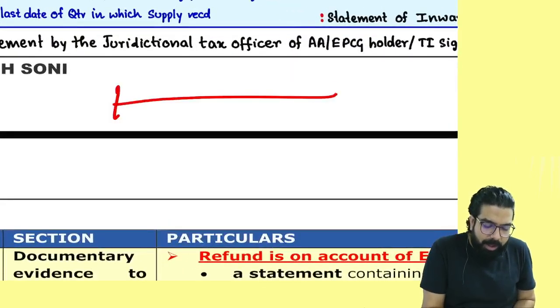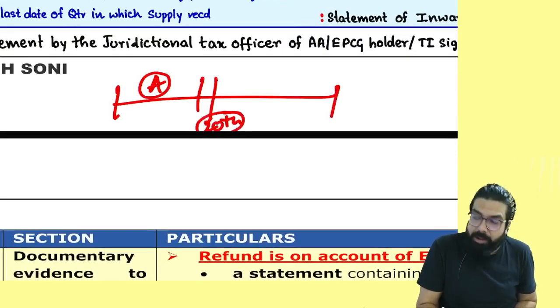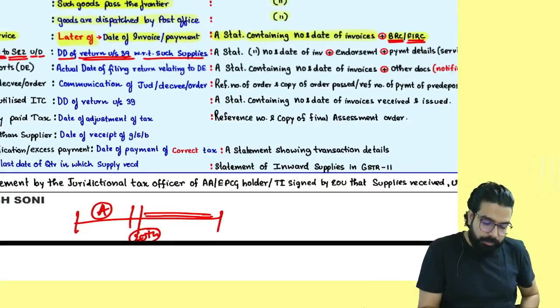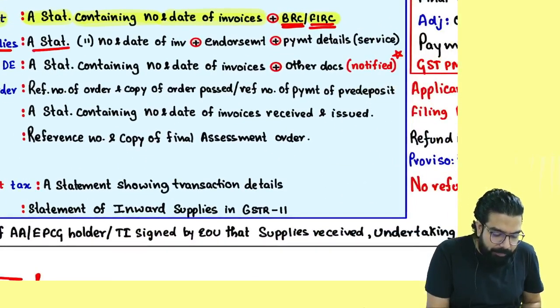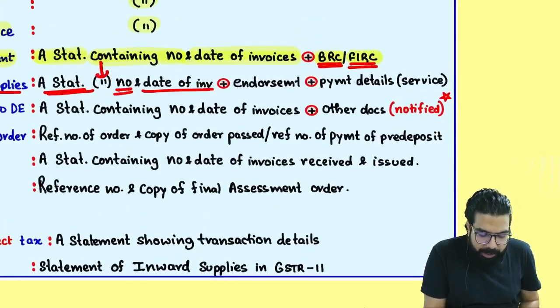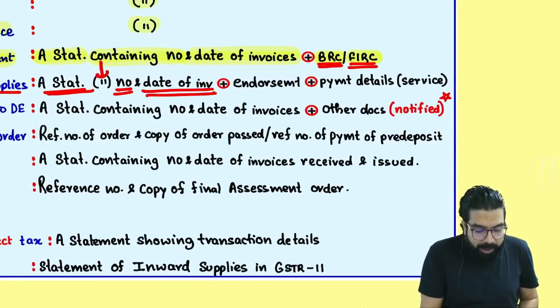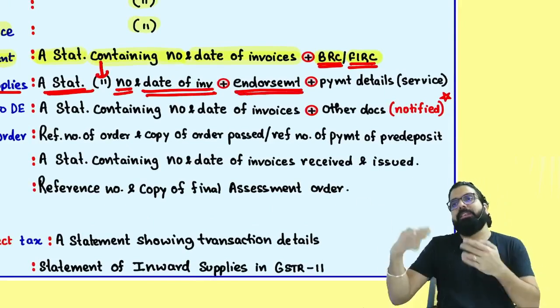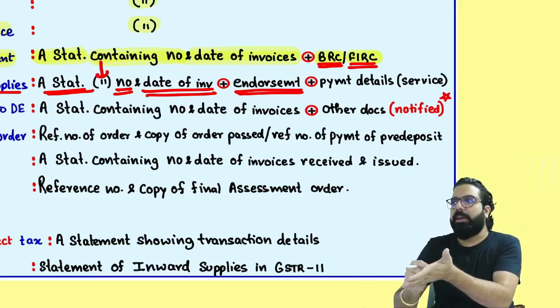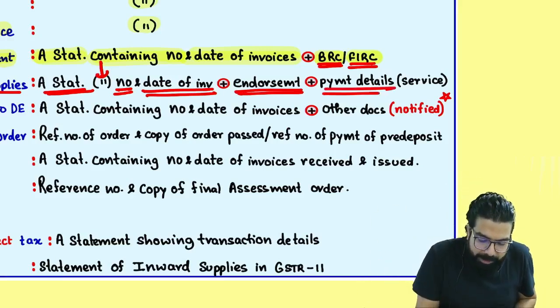So for example, I supplied in the month of April. April's due date is 20th of May. From here, I should make an application within 2 years. And along with that, I have to give a statement. This is what: containing the number and date of invoice plus one endorsement from the SEZ saying they have received the goods. One endorsement I have to take that they have received the goods, plus the payment detail in case of services.